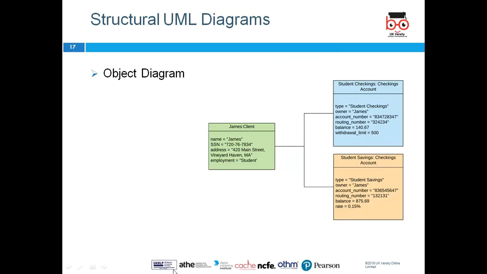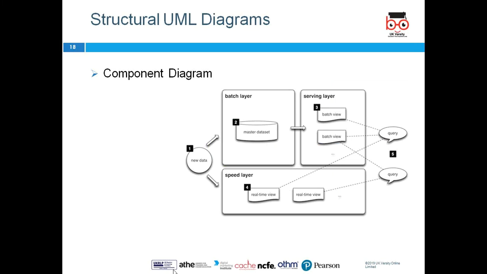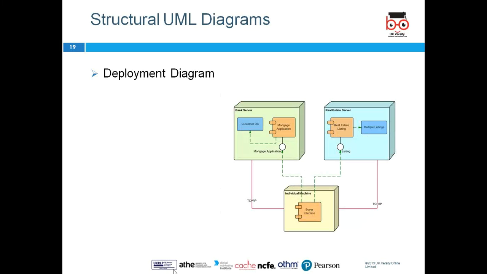Object diagram: when you really create the instance of a class, you get an object, and you see you have assigned the values. Components: you can see how those components are staying and what the boundary between them is. You are going to deploy into the packages. For example, there is a bank server and a real estate server, and which components reside in which component.